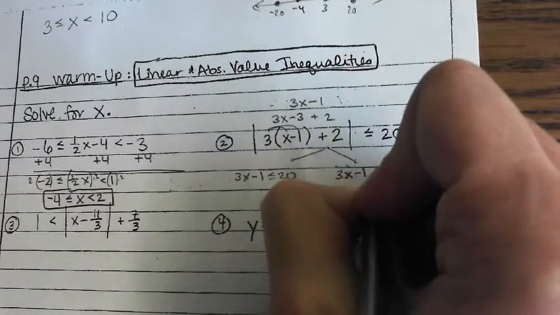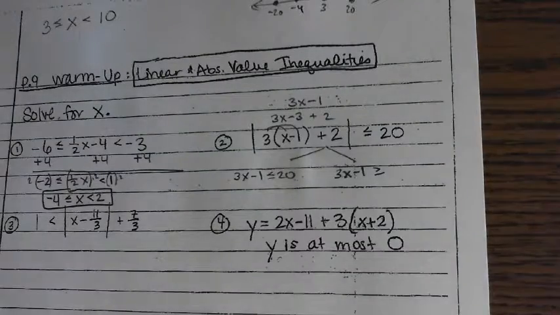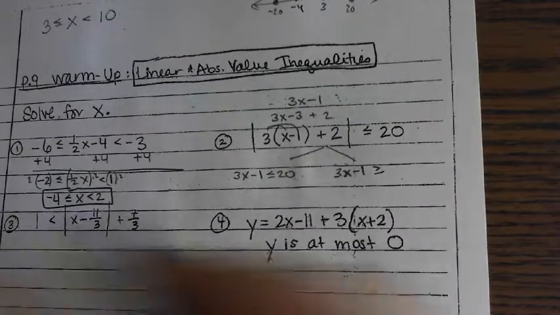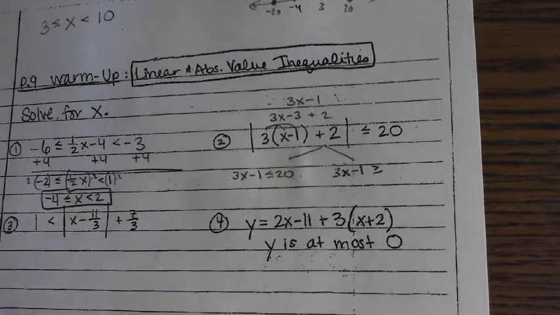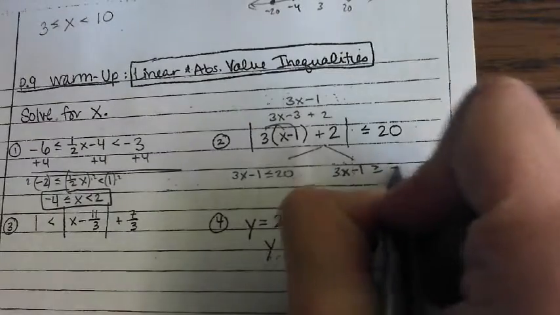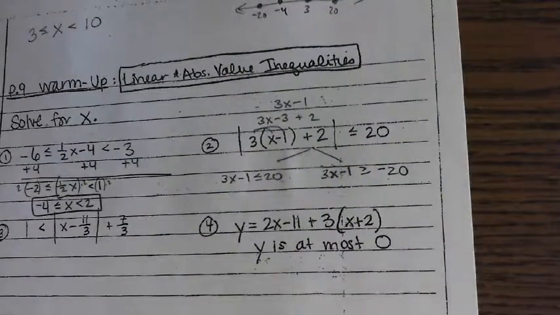3x minus 1 is greater than or equal to. And what did I say it had to be greater than or equal to? Or what did you say it had to be greater? Negative 20. So on the second branch, you flip the direction of the inequality and you negate the number. And doing both of those things will lead you to the right spot.